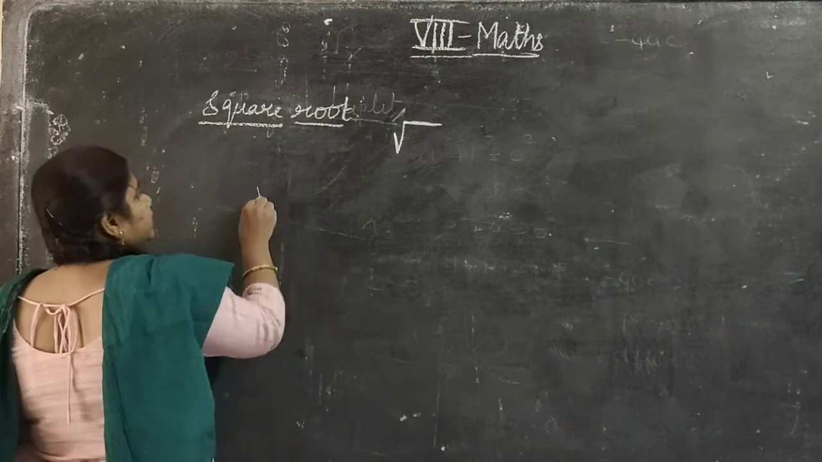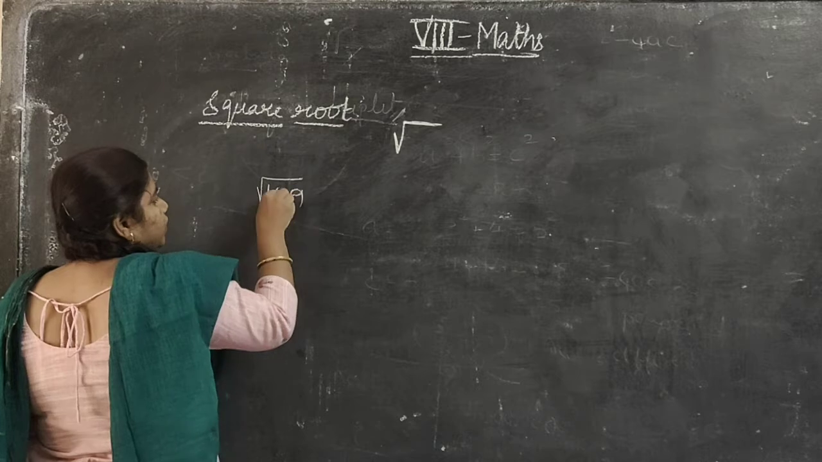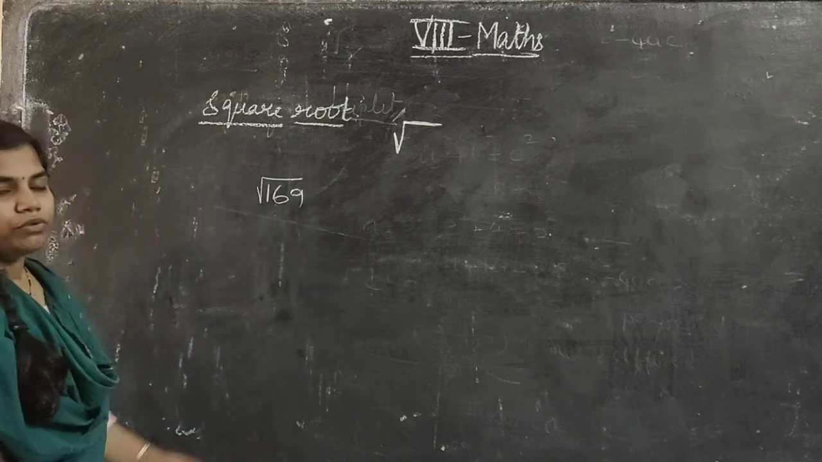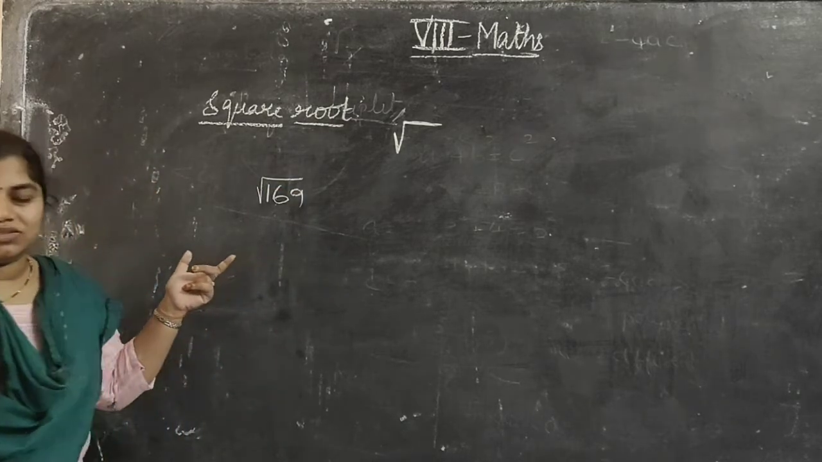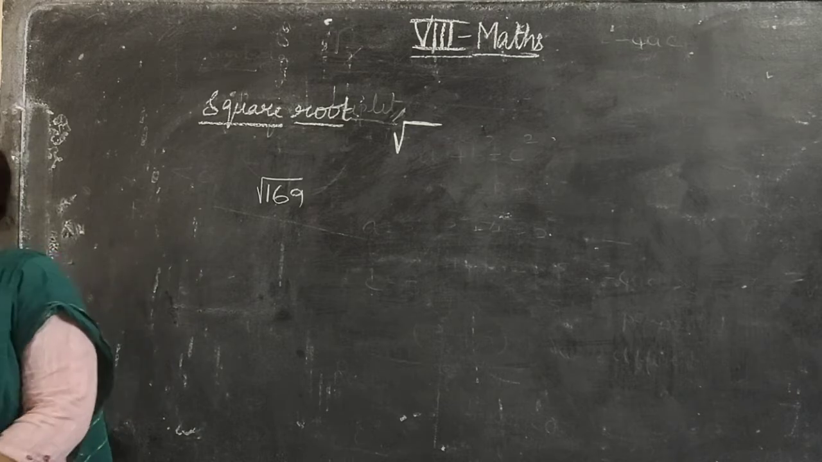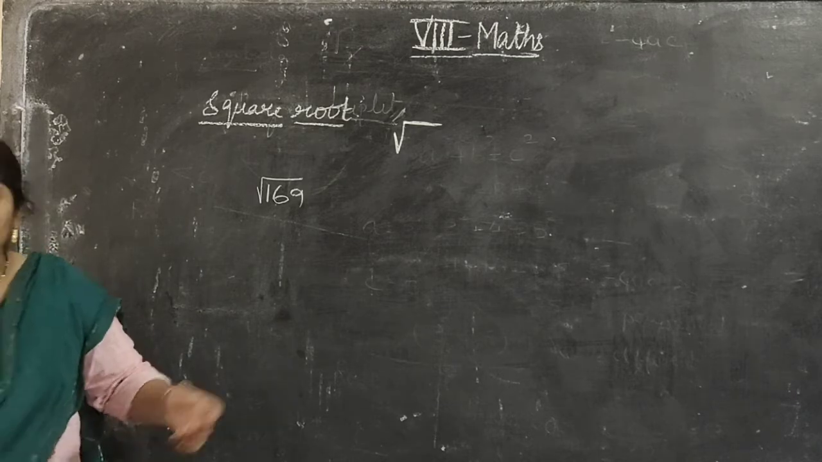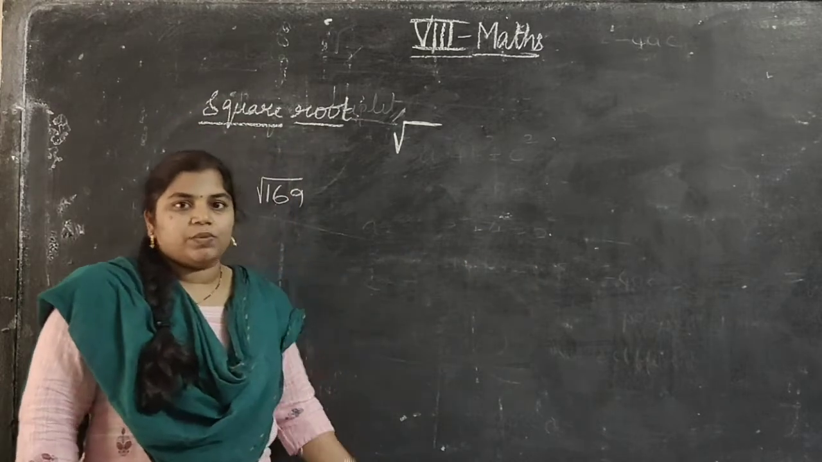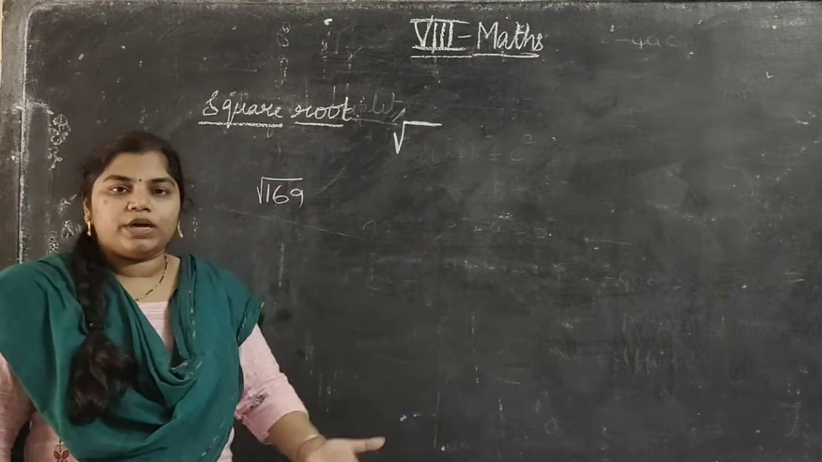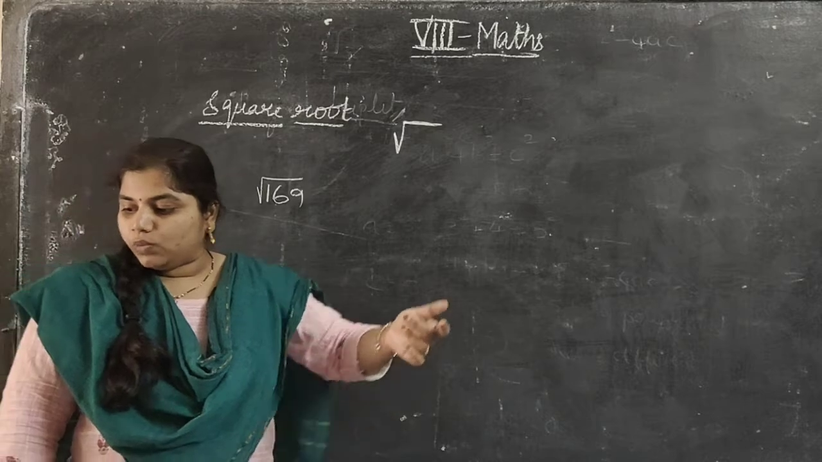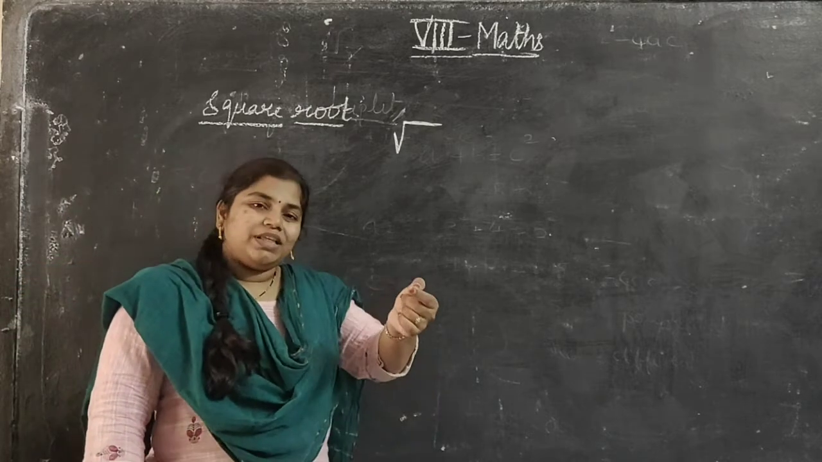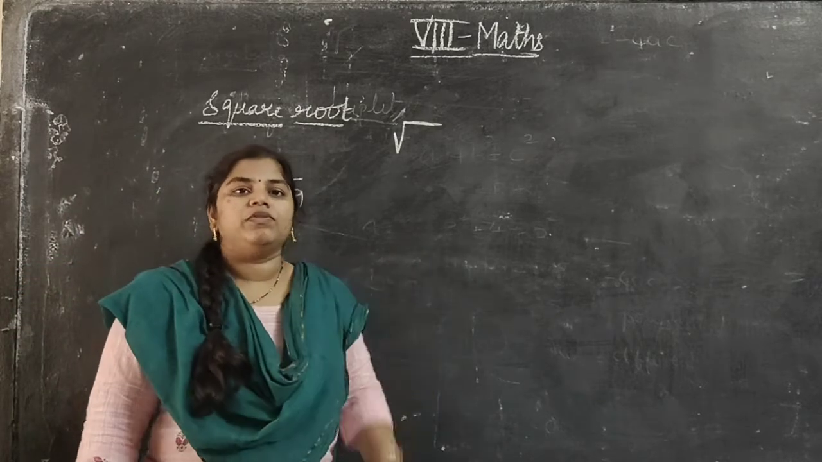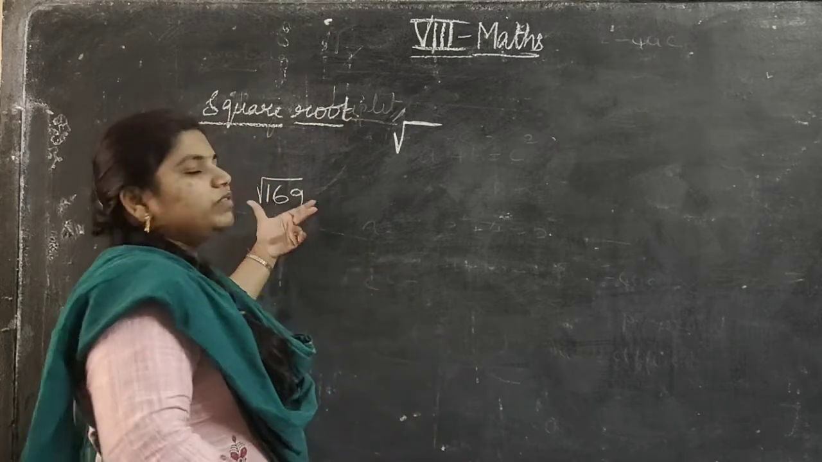Suppose I want to find the square root of 169. Already we know about perfect squares. What do you mean by a perfect square? The product of two equal factors we call a perfect square. Now how to find the square root? From the product of two equal factors, one factor we call the square root of this number.